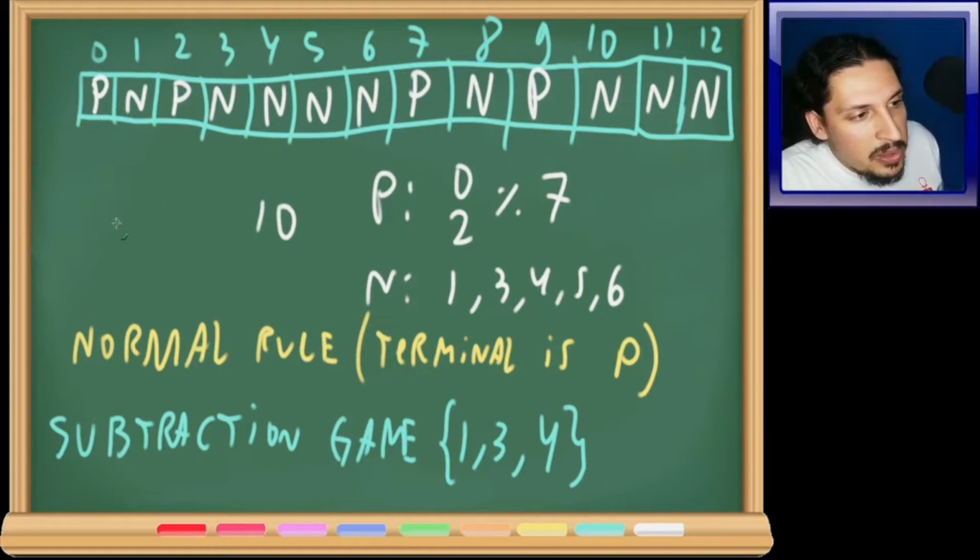And the only thing we have to check is that from any n position, we can actually move to a p position. That means from any of these remainders mod 7, we must be able to move to one of these. And this is true because from 1 I subtract 1 and get to 0, from 3 I subtract 3, from 4 I subtract 4, for 5 I subtract 3 and get to 2, and for 6 I subtract 4. So that's it.